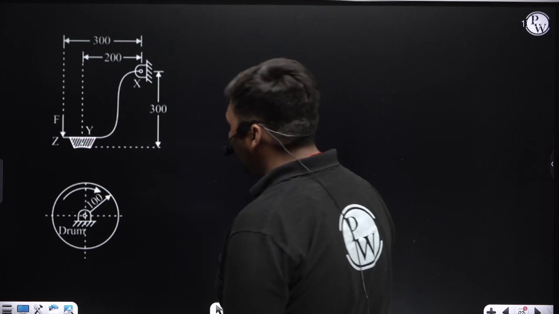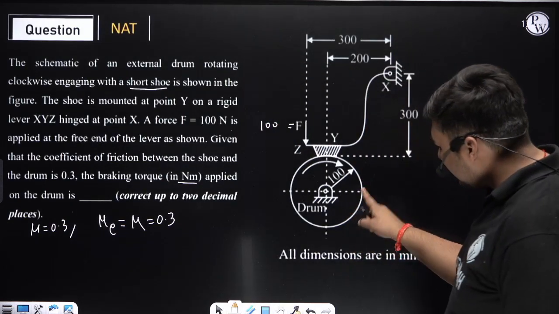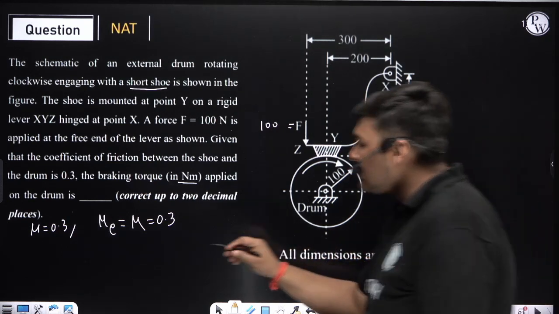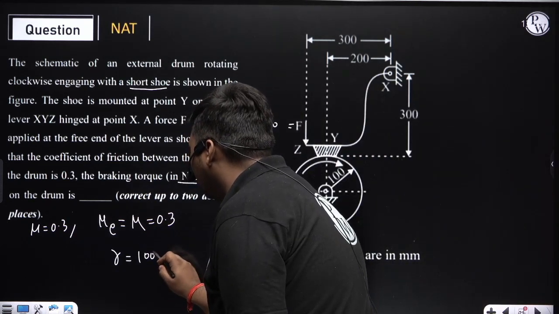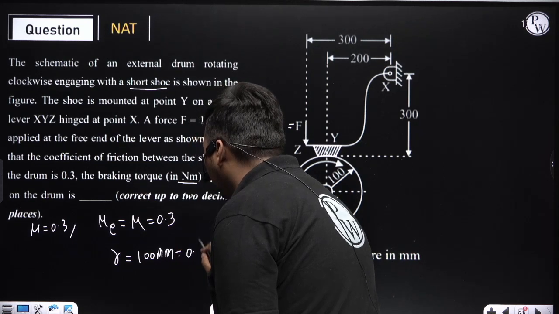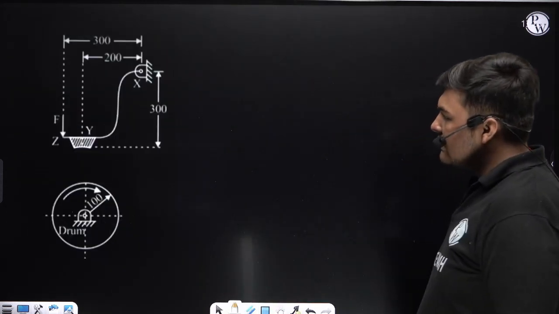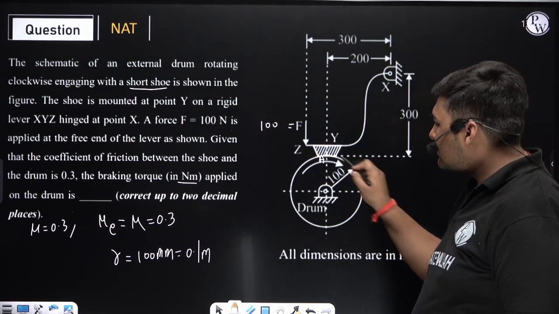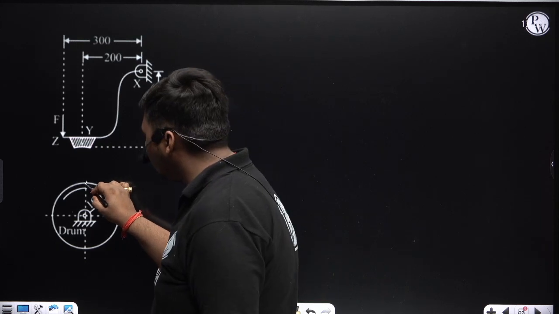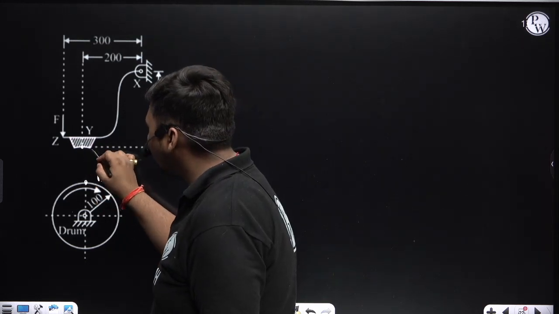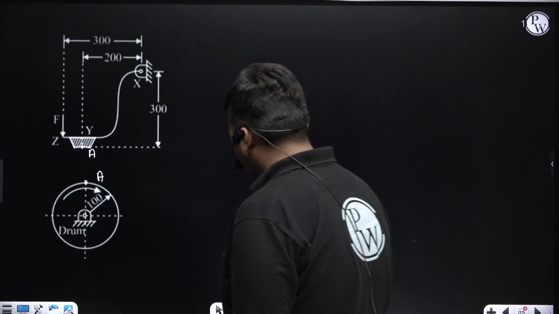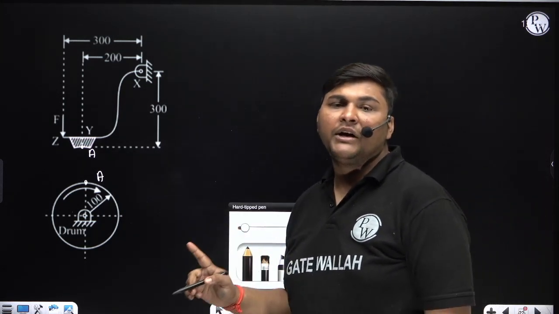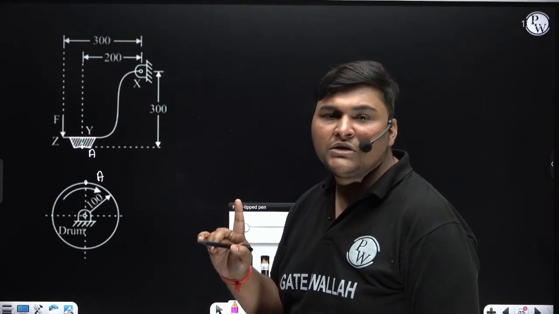This drum is rotating clockwise. In this diagram, already all dimensions are mentioned in mm, and the radius of drum is given, it is 100 mm. So the radius of drum is 100 mm, in meter it will be 0.1 meter. Now suppose I am denoting this contact point, which is the midpoint of this region, as A. So this contact point is A in the FBD of drum, and it is the contact point A in the FBD of lever. First we will draw the FBD of drum, and in the FBD of drum at contact point A we will find the normal force. Suppose the normal force is capital N.